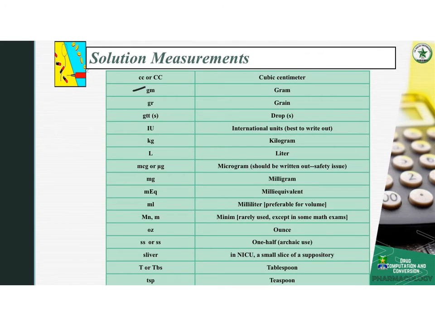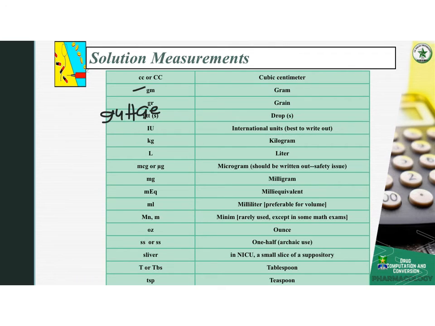Unit of measurement. Your GTT, that is drops. Why GTT? Because GTT stands for gutta. So that is the meaning of drops, gutta, or GTT. Your IU stands for International Units. It's better if we write this out because sometimes masayup tayo aning IU.